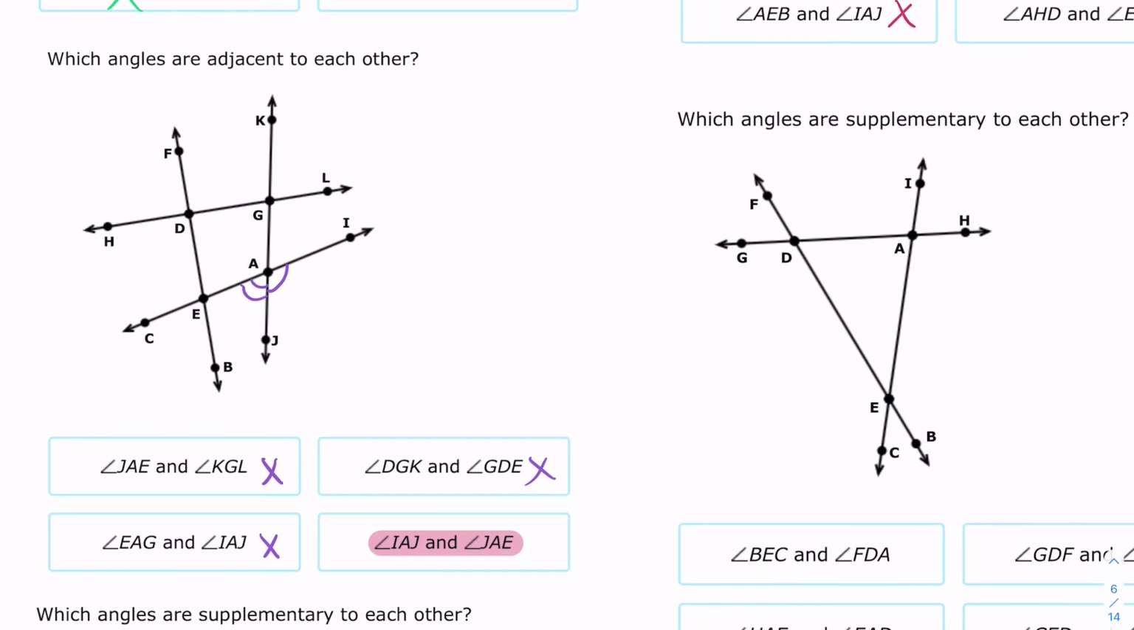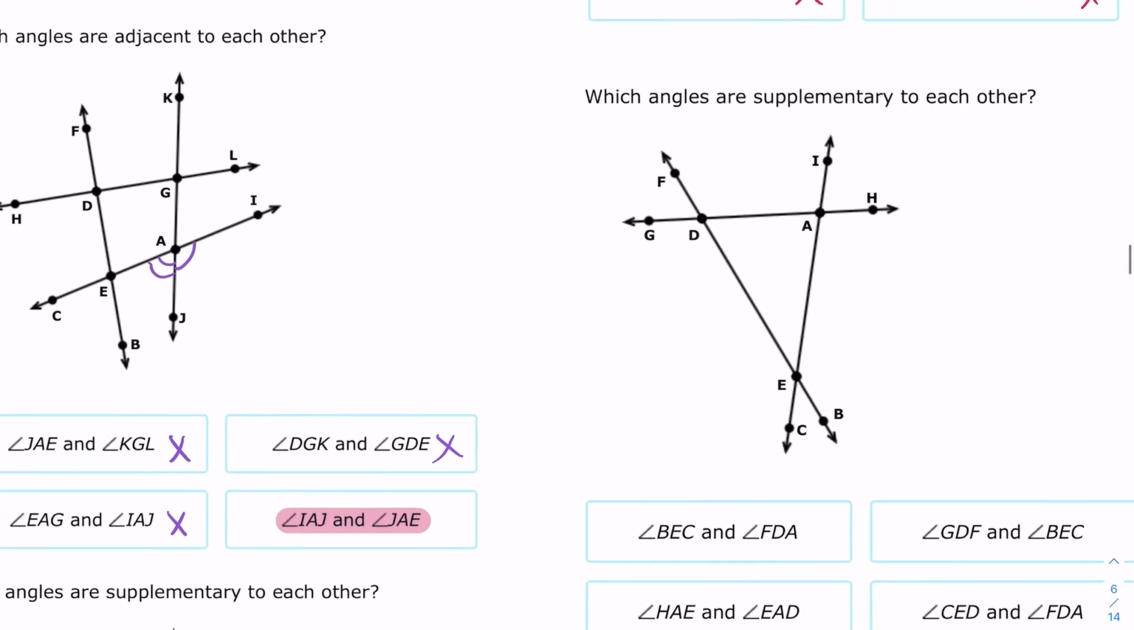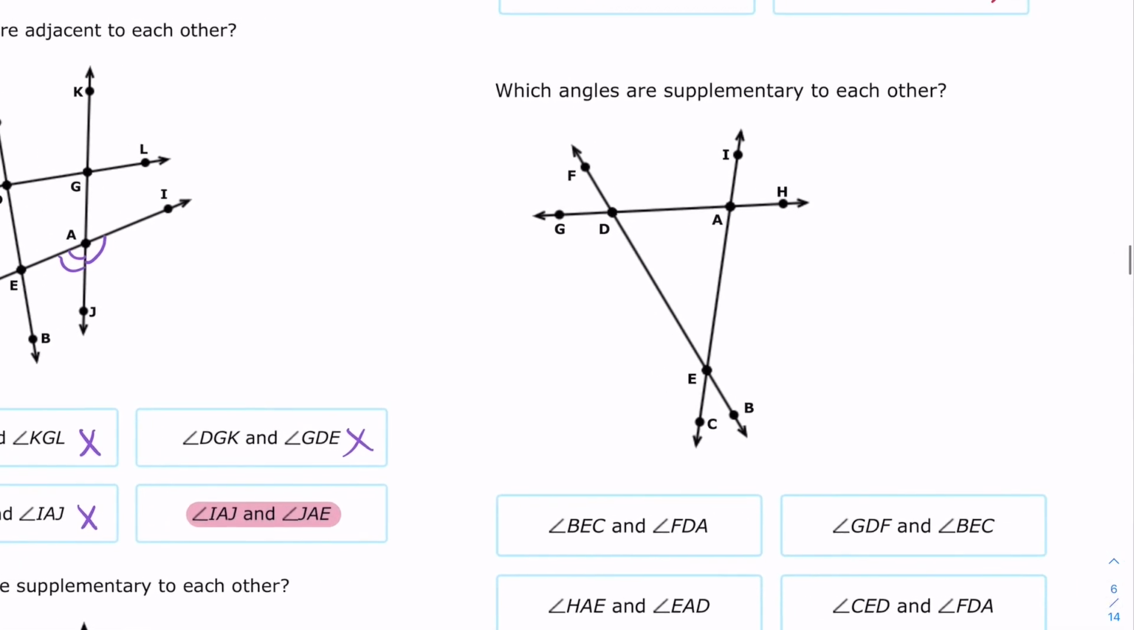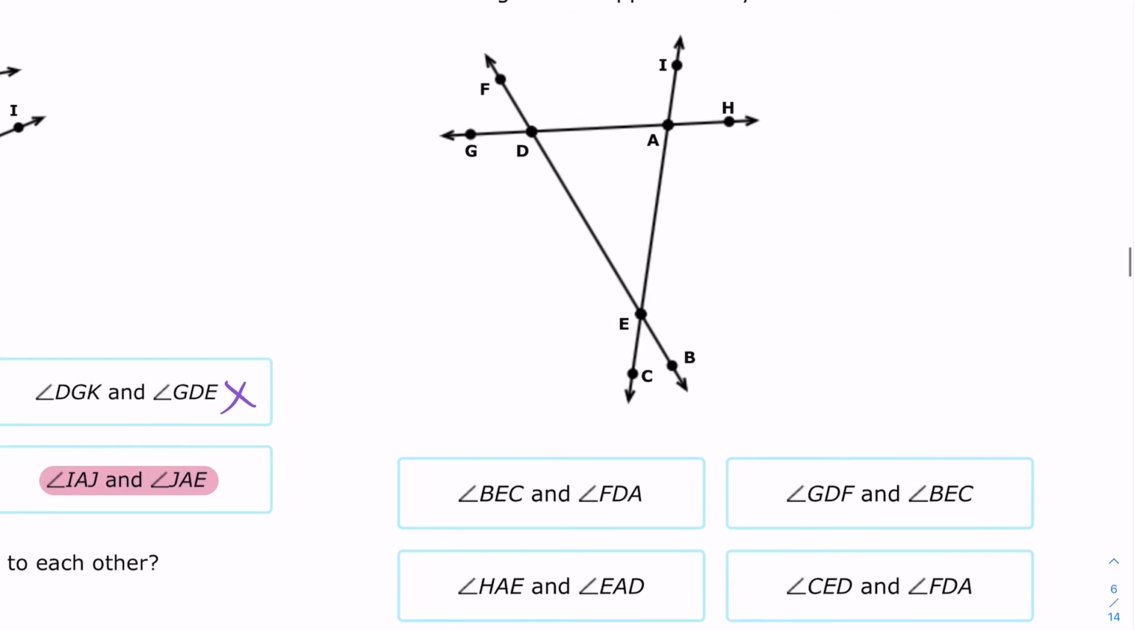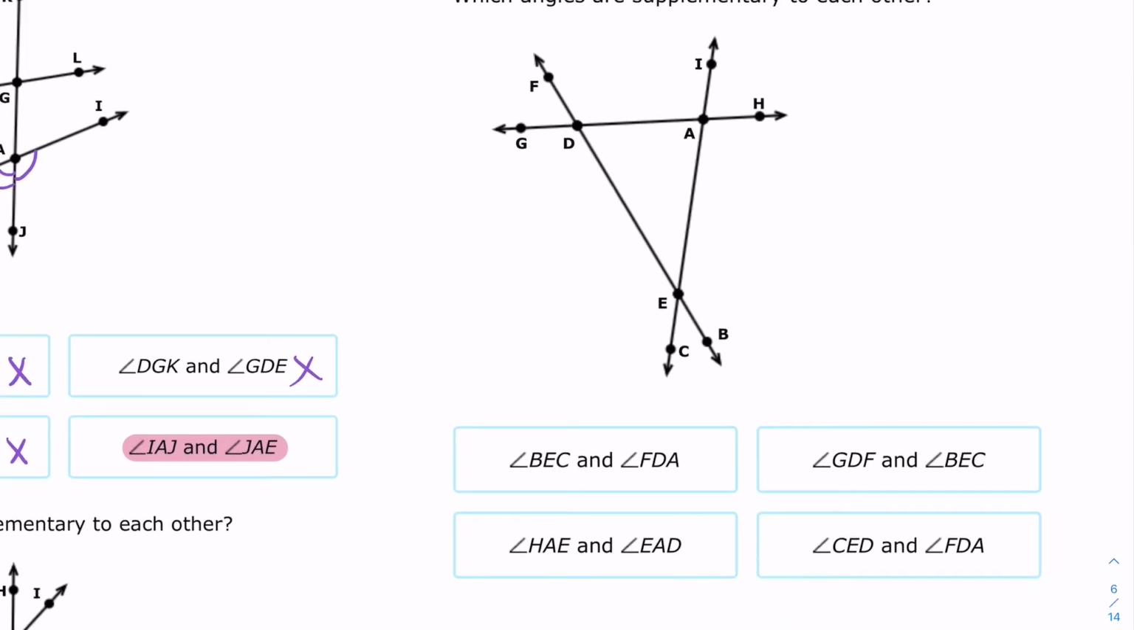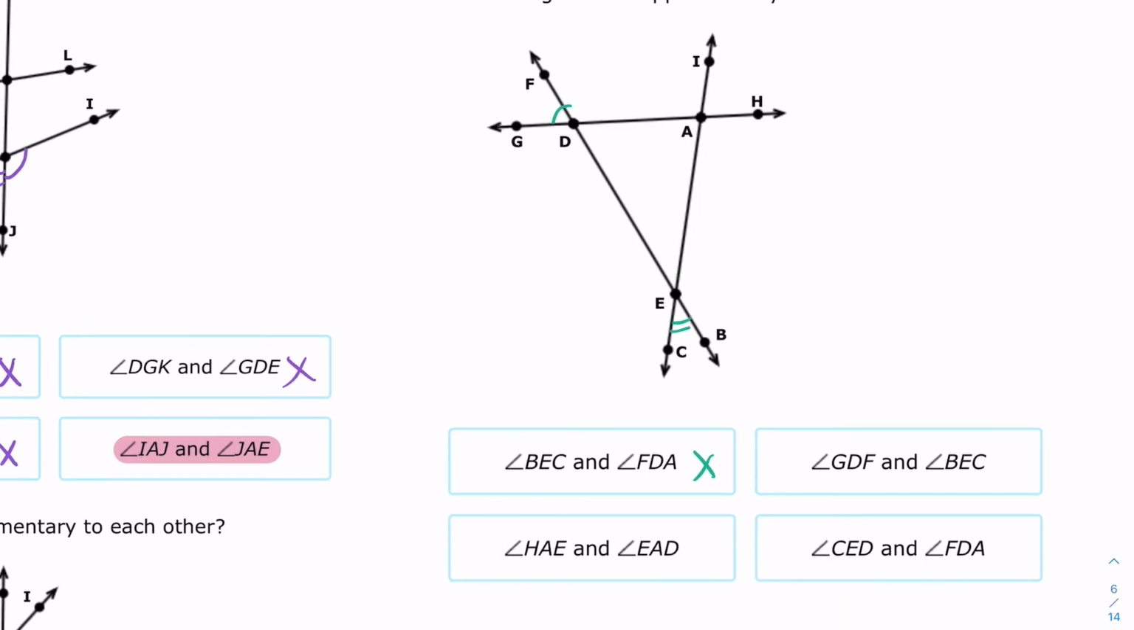All right. Let's do which angles are supplementary. We're looking for a linear pair or something similar. So BEC, let me just mark them. BEC is this one. And FDA is this one. And they have no relationship to each other, so we're just going to erase that. So that one's a no. The next one is GDF, and BEC. Those have no relationship, so that's a no.